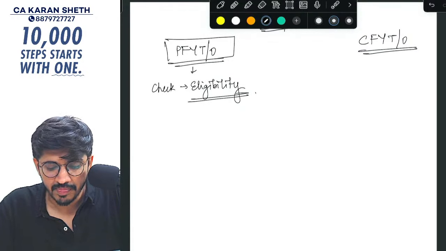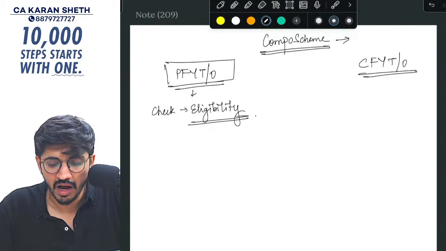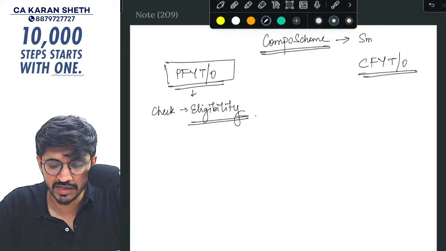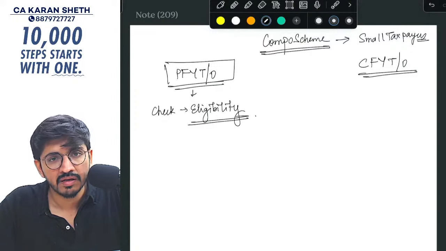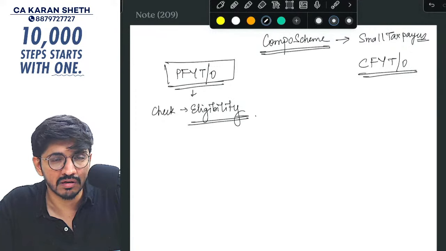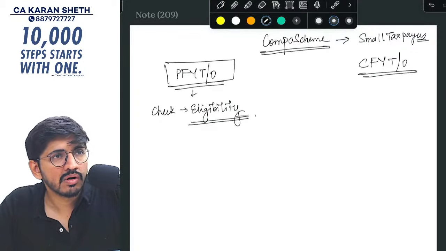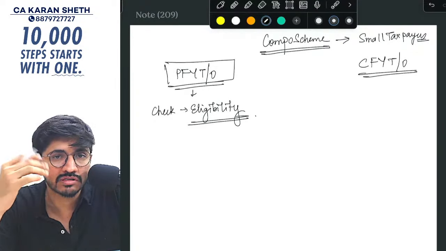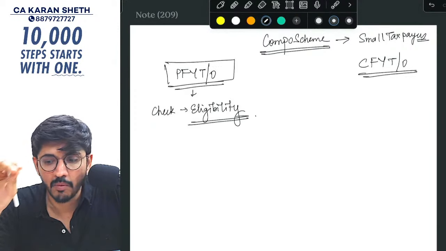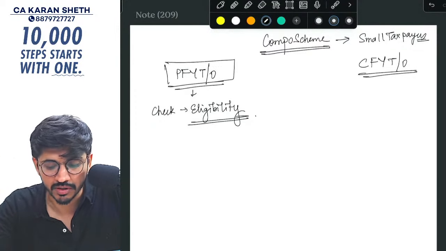In the entire thing with respect to composition scheme, it's very important to understand that it is meant for small taxpayers. How do we determine small taxpayers? By the amount of sales they do. In Hindi there is a word for it, aukat, but I say "aukaat" and it sounds good. So how can you determine someone's standing? Very simple, by seeing how much sales they are doing.